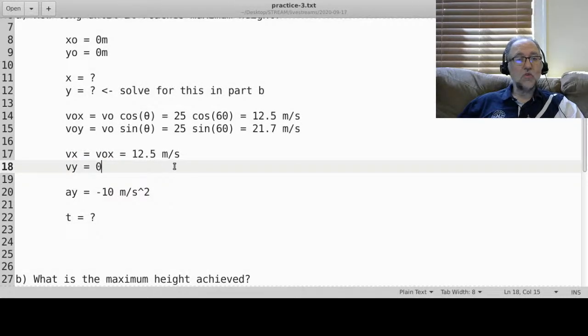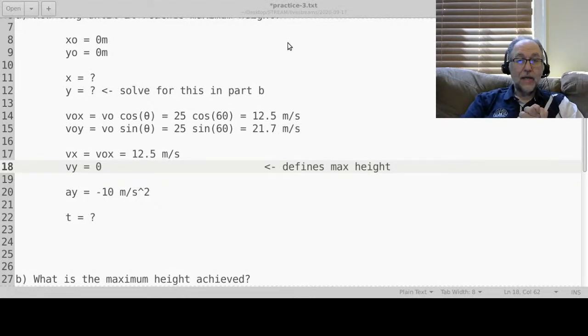In fact, you can almost say that this is the defining feature. It defines max height. So as soon as you hear max height, think Vy is equal to 0. I know we had that in 1D, but in 1D it was pretty simple. There was only one velocity, and obviously that was the 0 velocity at the maximum height. But here we have two components of the velocity, and it's the y component that's 0 that defines maximum height.